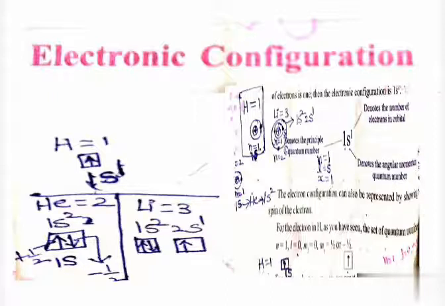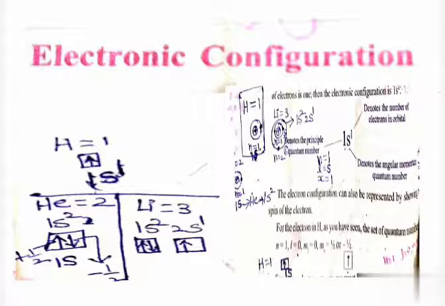So in this electronic configuration, we can write the electronic configuration of an element by the NLX method. Here N means what? Principal quantum number. L means what? Azimuthal quantum number. X means what? Number of electrons. So with the help of this NLX method, how can we write the electronic configuration? Now we will discuss. To write the electronic configuration, we will take one element as an example.